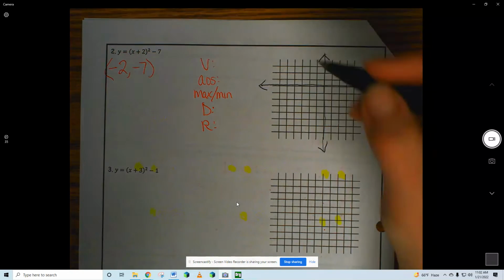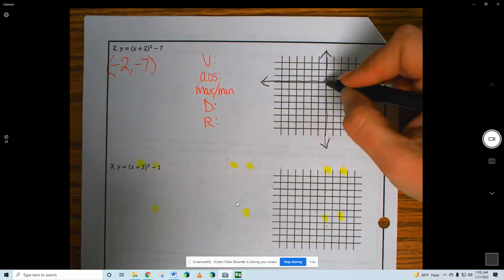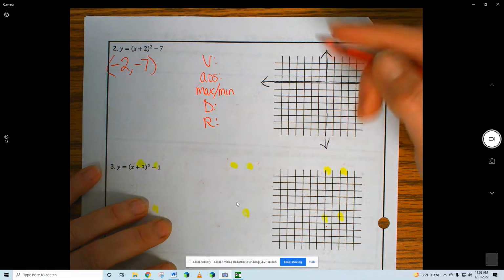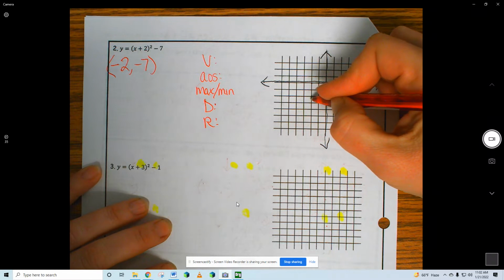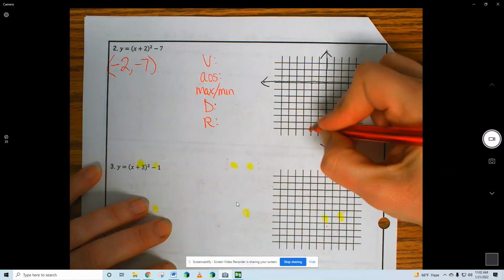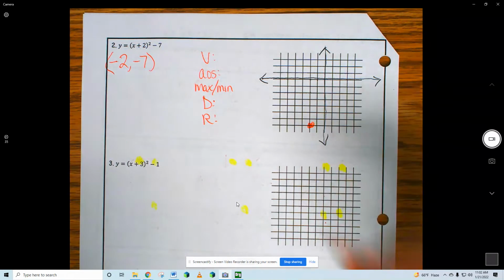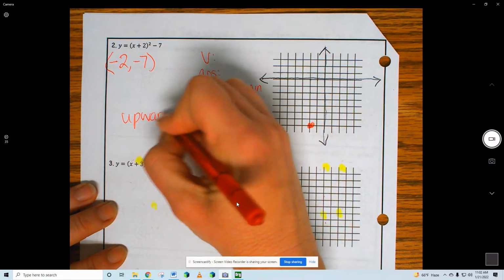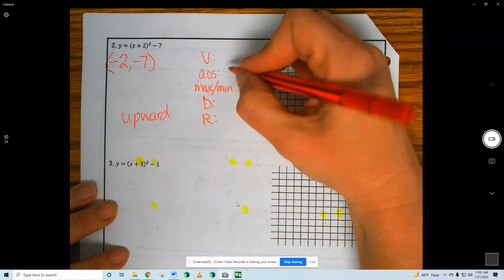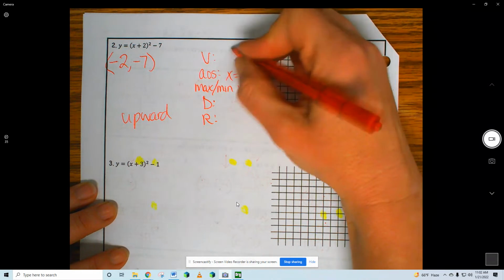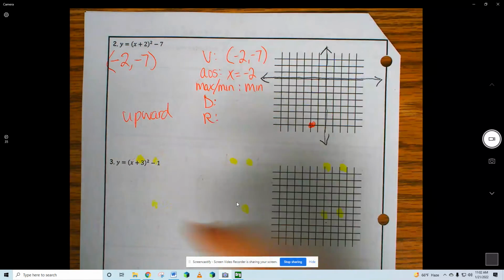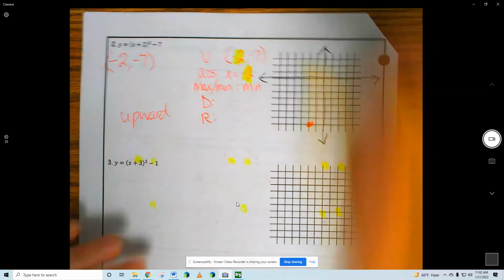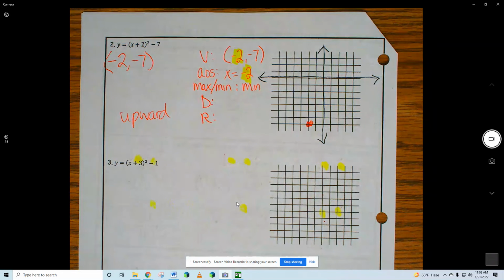So my vertex is (-2, -7). Plot that. 2 to the left, 7 down. It has a minimum because it's facing upward. My axis of symmetry is the same as my first number in my vertex. So do I need to highlight that? Do you guys need to remember that, or do you got that? The axis of symmetry is the first number in my vertex.